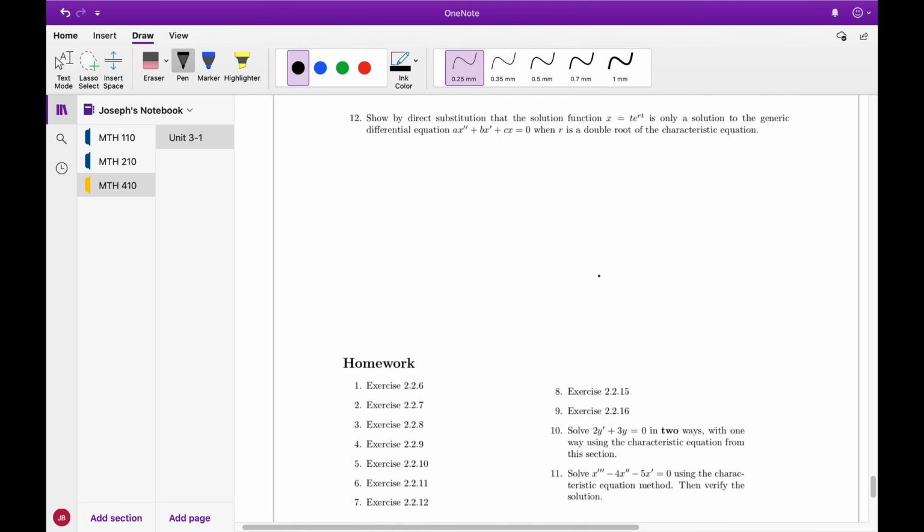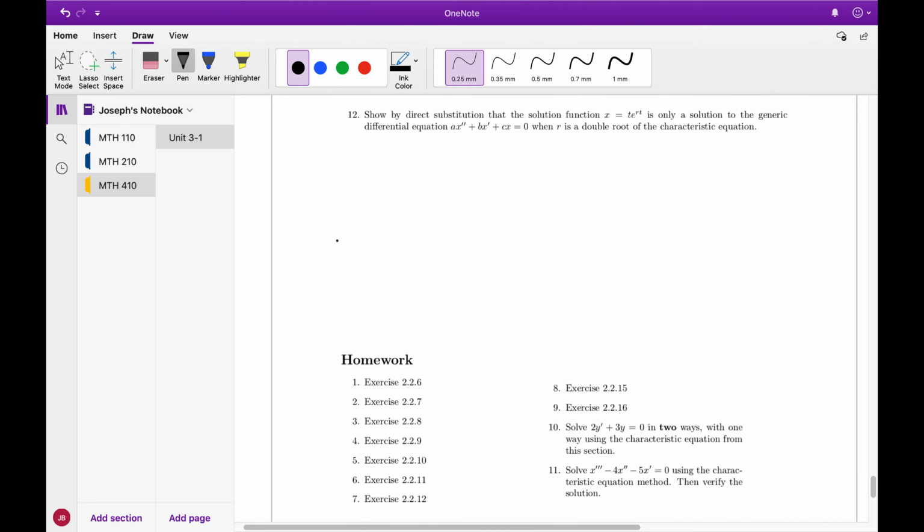Okay, so what we're going to do is suppose that x of t has to be of the form te to the rt. Then I'll quickly find x prime. I'll let you verify, but it's e to the rt times rt plus 1. And similarly, x double prime is e to the rt times r squared t plus 2r. Okay, so go ahead and verify that.